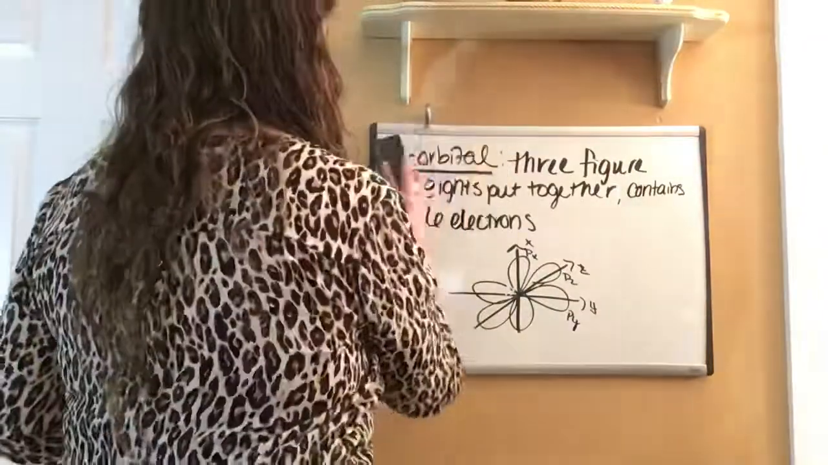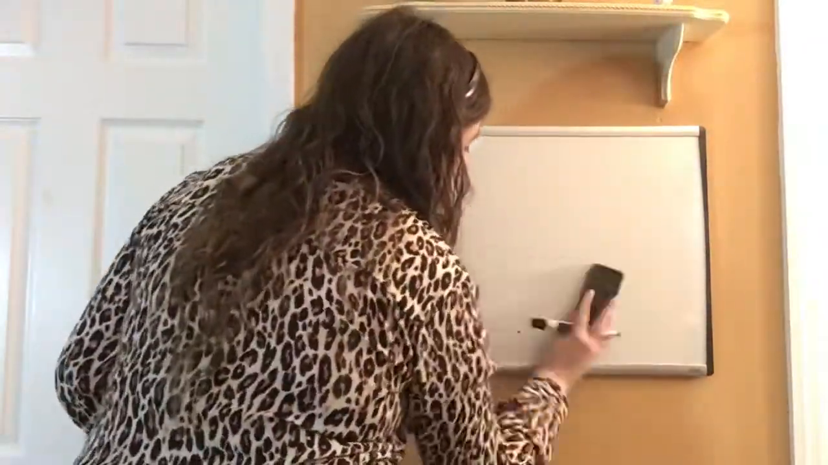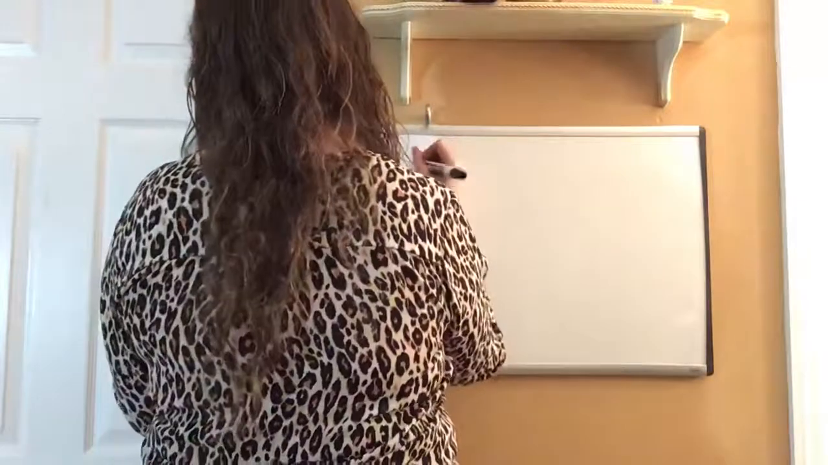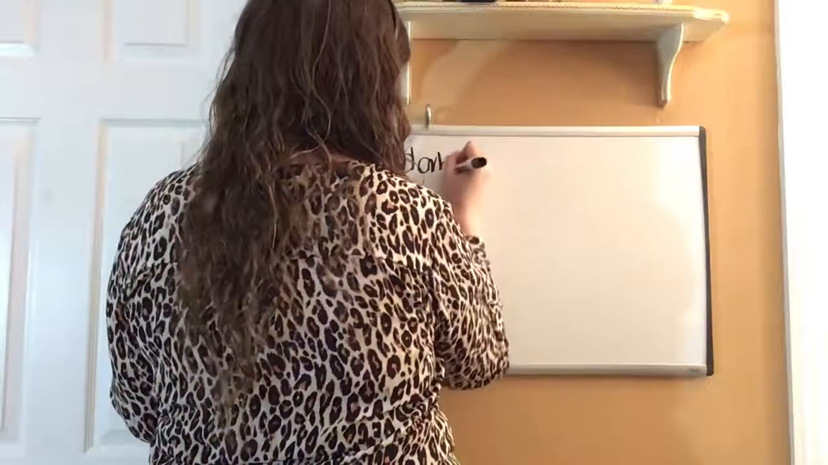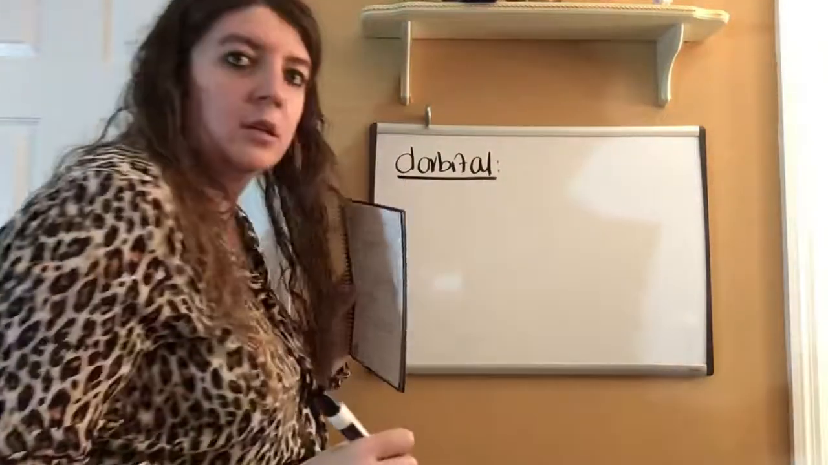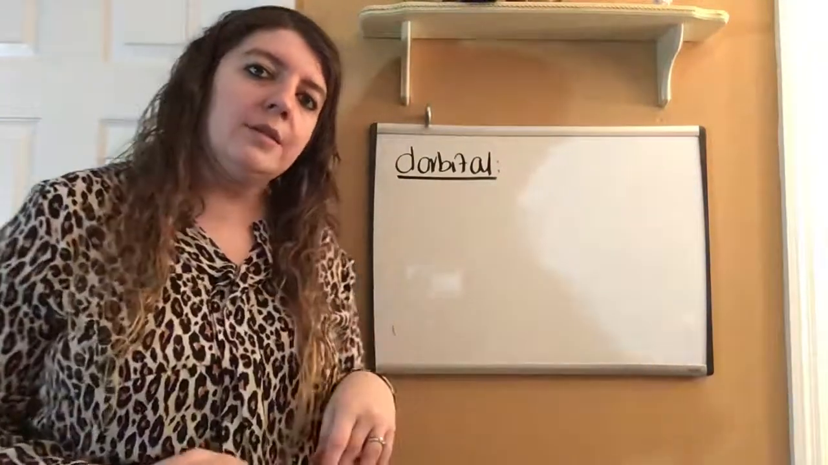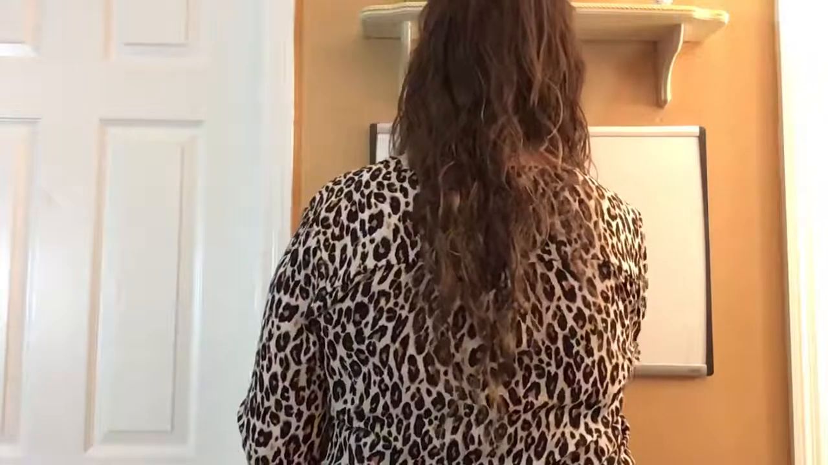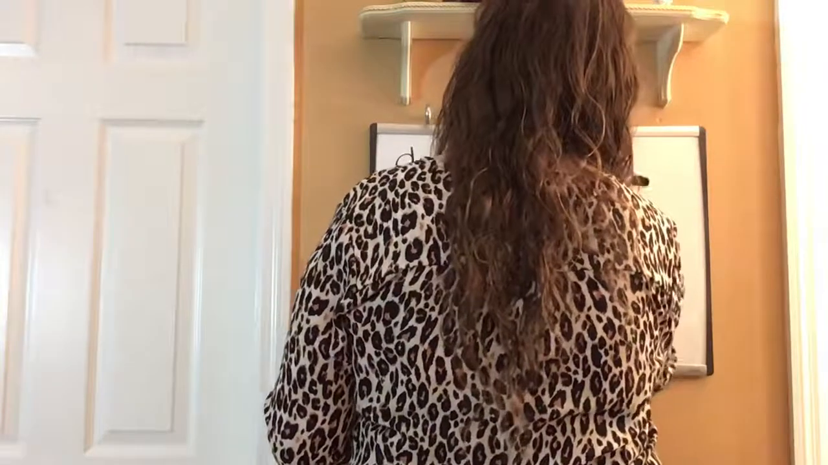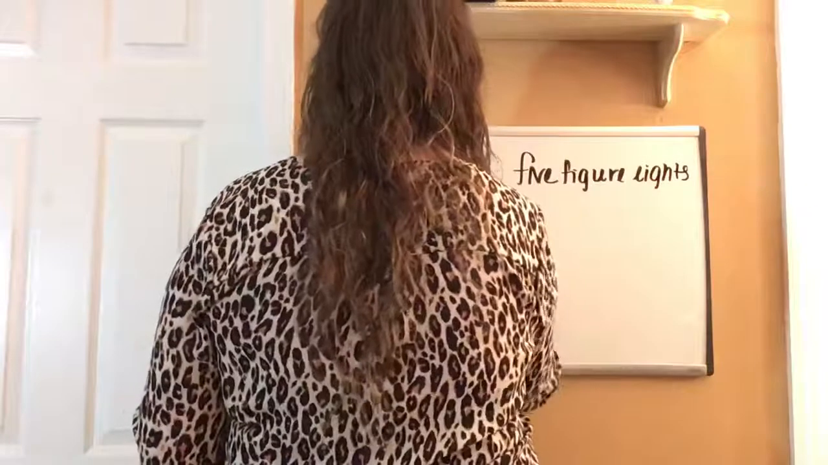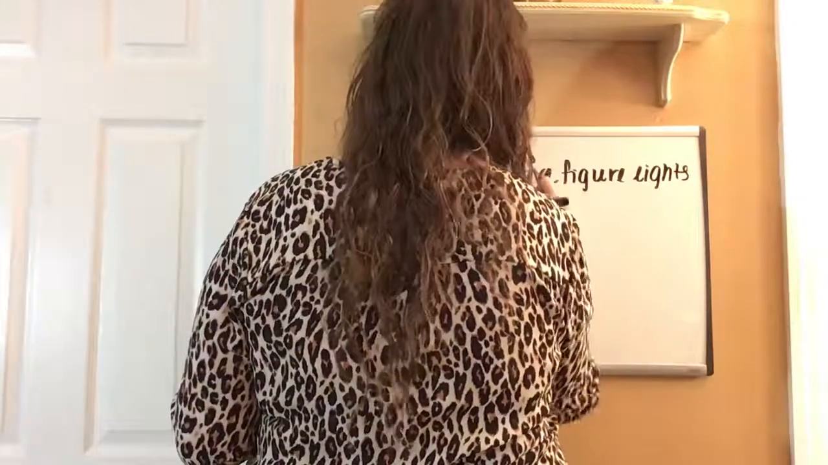The next one is going to be our d orbital. So this is going to contain all of our transition metal elements. So, d orbital. And that would make sense, right? Because 2 to 12 is about 10. And you'll see that it's got 5 figure eights put together. So it's going to have 10 electrons.